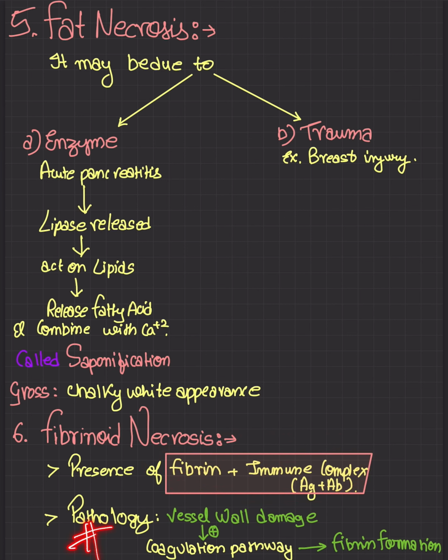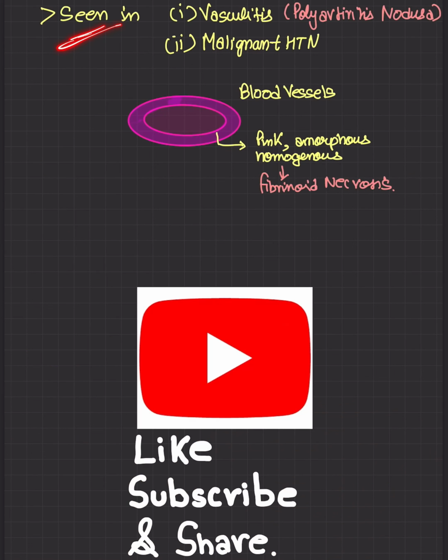What is its pathology? For example, if a vessel wall is damaged, it will lead to the coagulation pathway, and the coagulation pathway will lead to fibrin formation. And if this fibrin comes in contact with the immune complex, it will lead to fibrinoid necrosis. It is seen in vasculitis such as polyarteritis nodosa and malignant hypertension. If you see pink amorphous and homogeneous substances in a blood vessel, you can suspect fibrinoid type of necrosis.